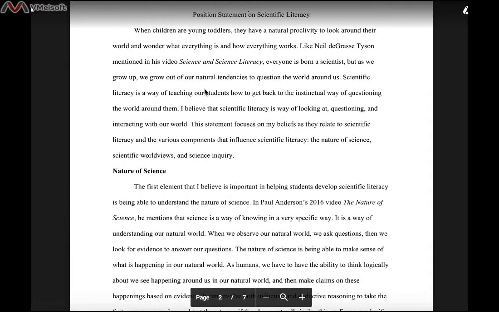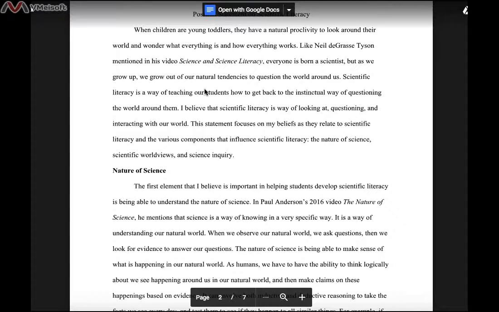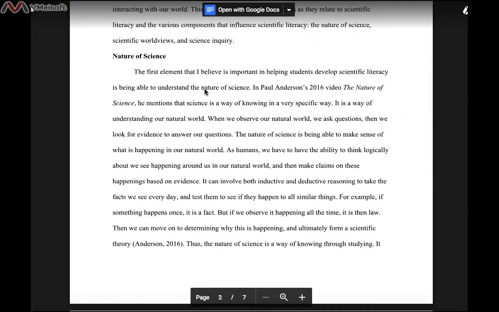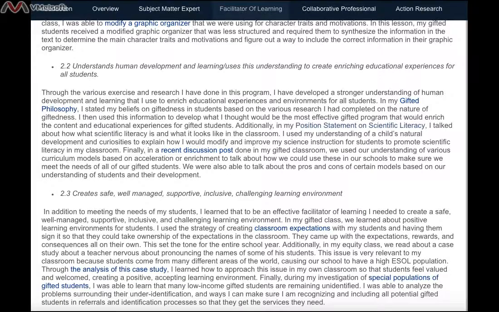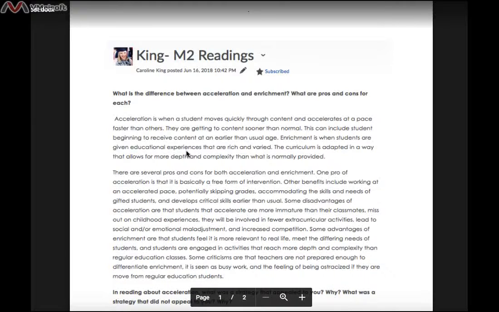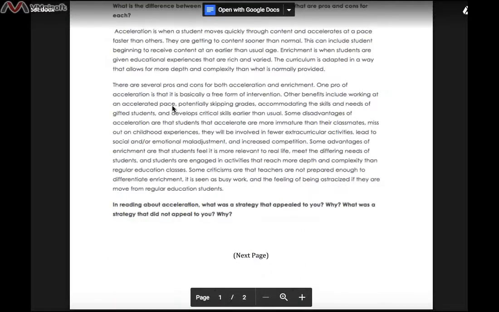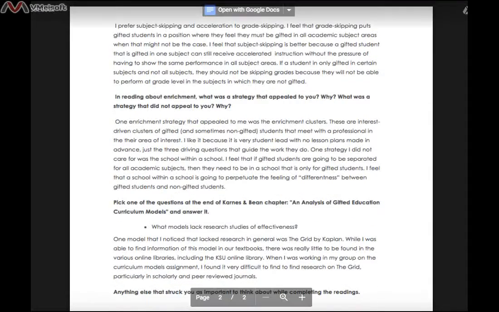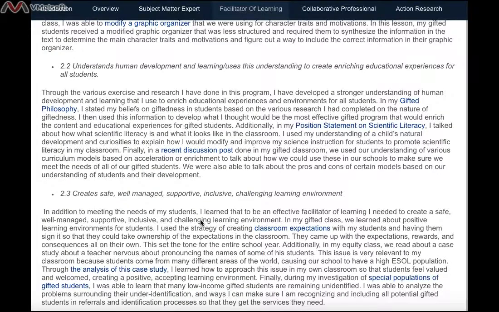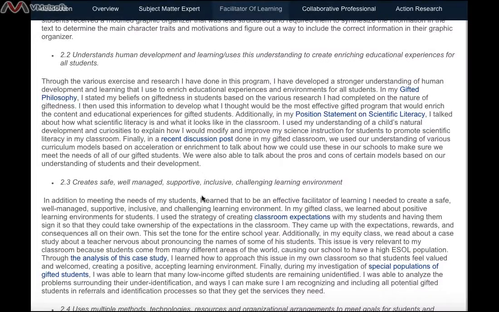My second is my position statement on scientific literacy. I used my understanding of a child's natural curiosities and wonders about the world and how I could promote that in my classroom to support scientific literacy. And then most recently, we did a discussion post in my gifted class about enrichment and acceleration and which curriculum models would be best for students depending on the different factors and where they are in the content.